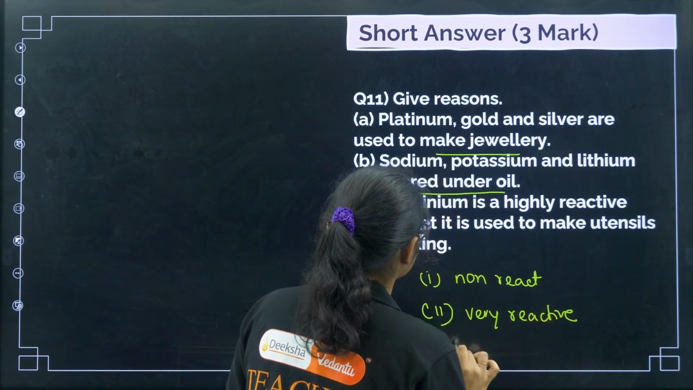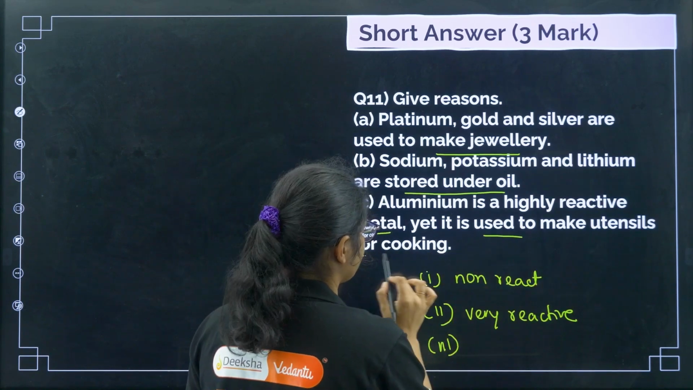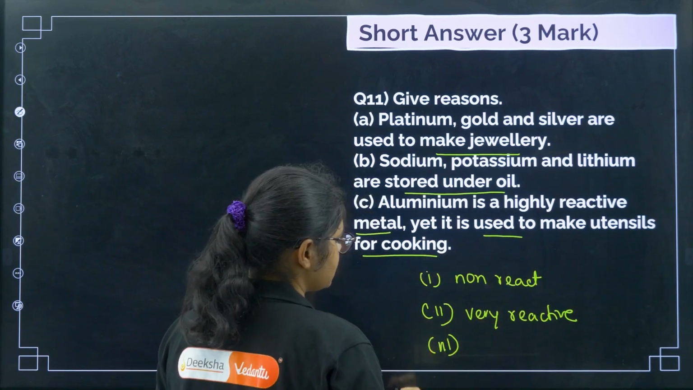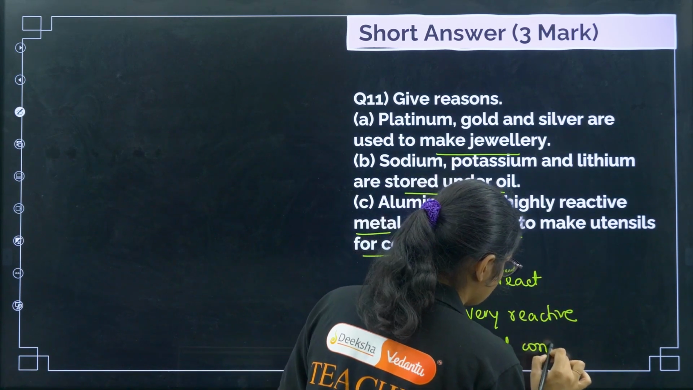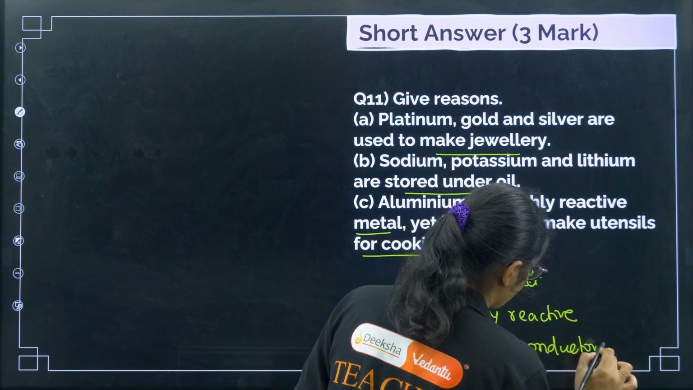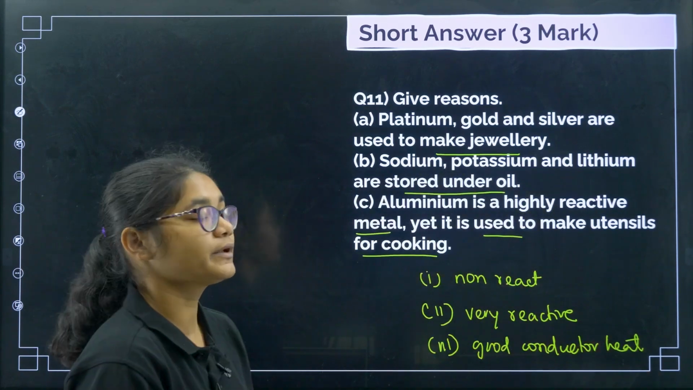Next one, if you see, aluminium is a highly reactive metal, yet it is used to make utensils for cooking. So what is the reason for that? Because it is a good conductor of heat. Okay, it is a good conductor of heat, right? So that is why it is used to make cooking utensils.